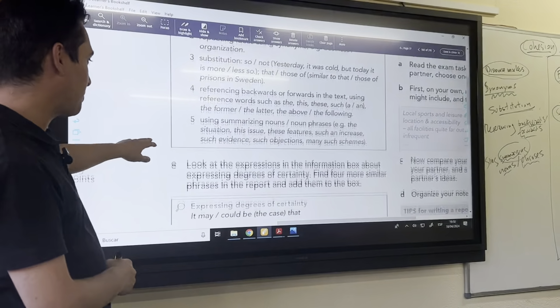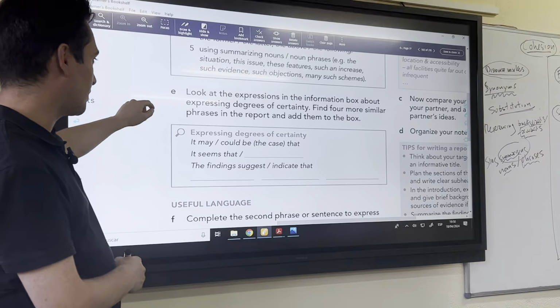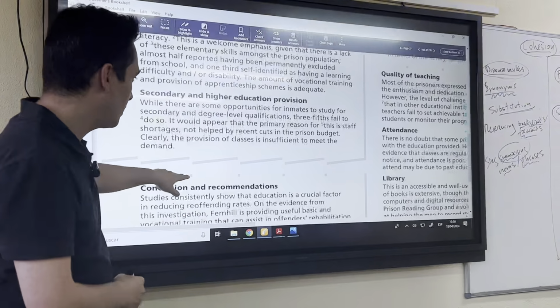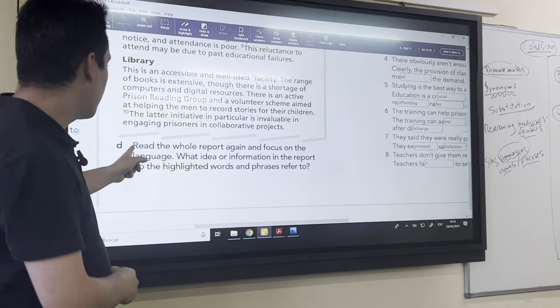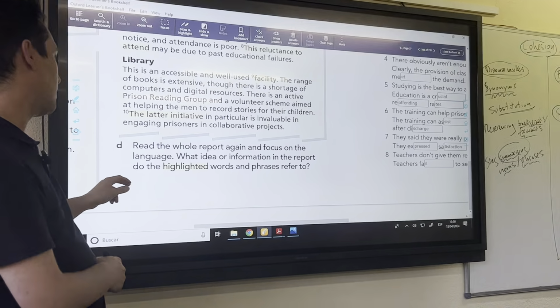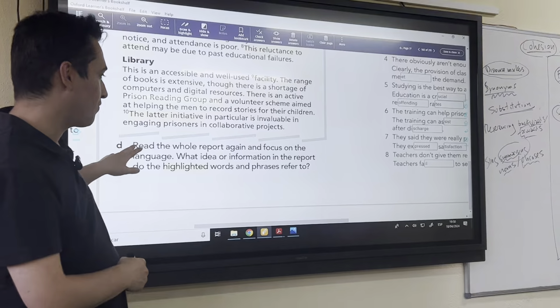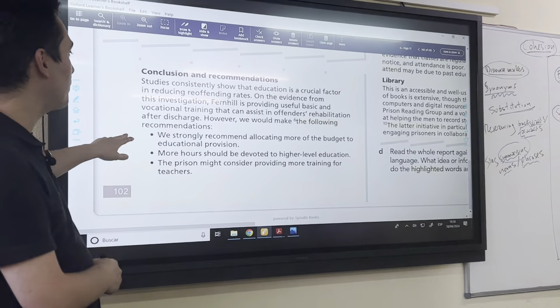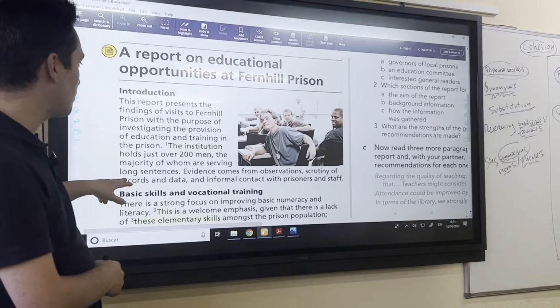I want you to look at the expressions in the information box. We have already looked. No, sorry, not that one. This one. D. Read the whole report again and focus on the language. What idea or information in the report do the highlighted words and phrases refer to? Sometimes they refer backwards, sometimes they refer forwards. This is the use of cohesion.